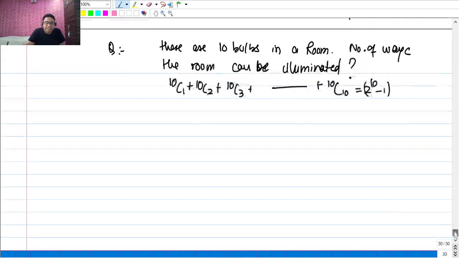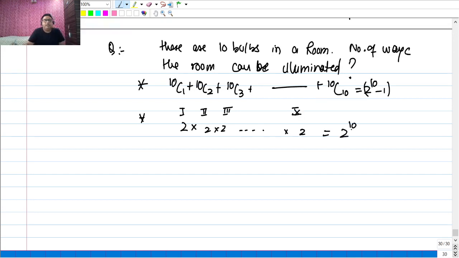Isn't it? Or a better way is, see, first bulb has 2 ways, switch on, switch off. Second bulb 2 ways. Third bulb 2 more ways, and so on. So even the 10th bulb has 2 ways. So the total number of ways is 2 to the power 10, out of which there would be one way where all of them are switched off. So you have to minus that one way. 2 to the power 10 minus 1.